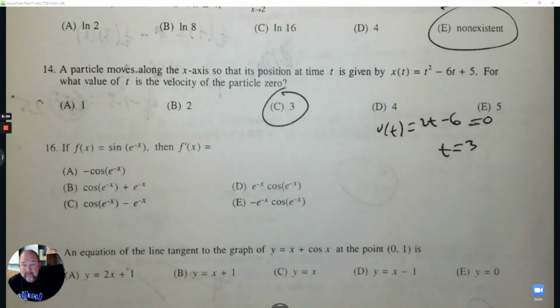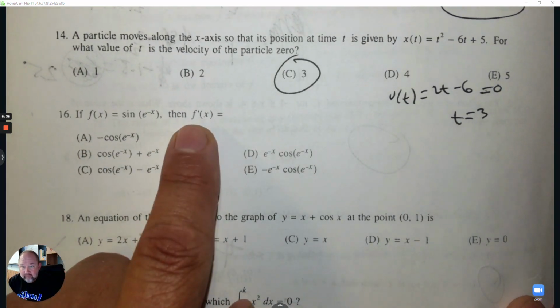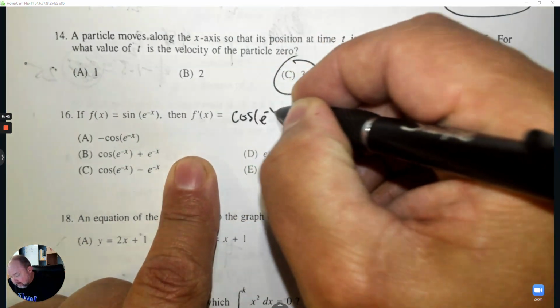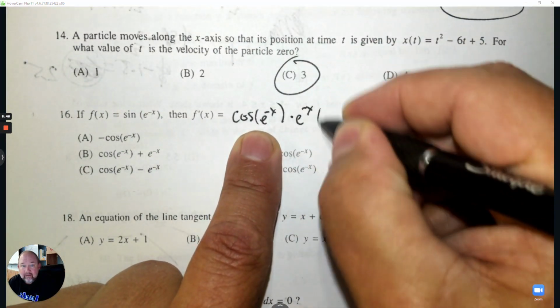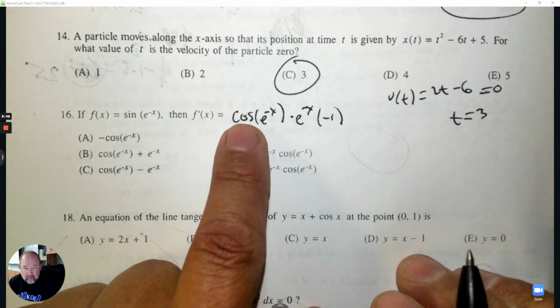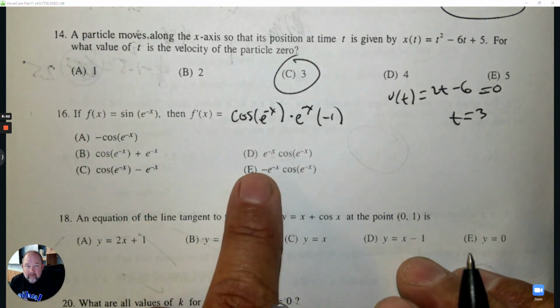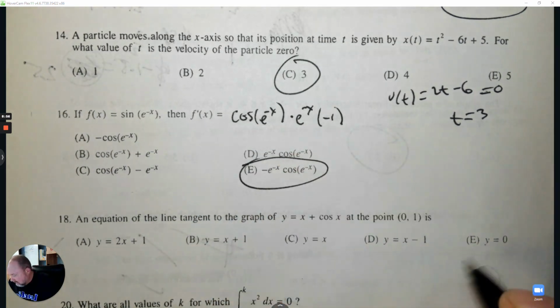Sometimes they're simpler, right? Here's a function. Find the derivative of it. So the derivative of sine is cosine, copy. Then the hook, copy, e to the, and then one last hook, which is -1. So look carefully, which one matches that perfectly? When I look, I see negative e to the negative x cosine. It is E that matches it.